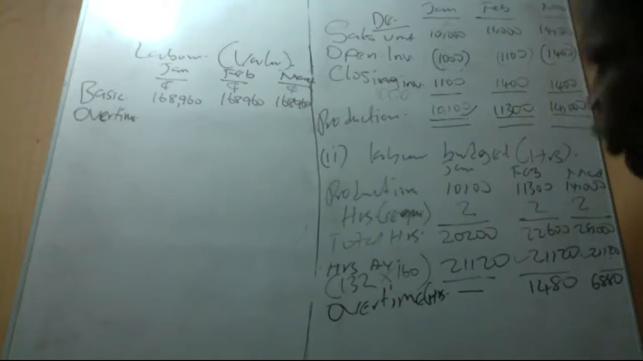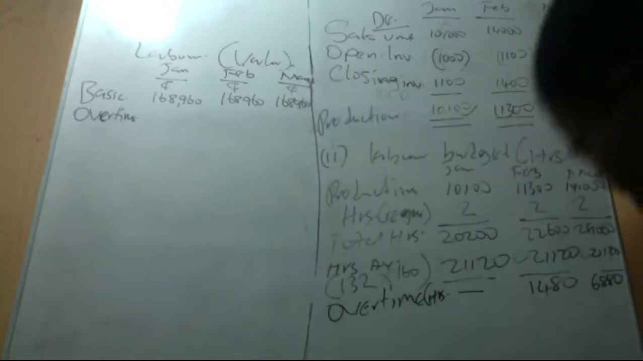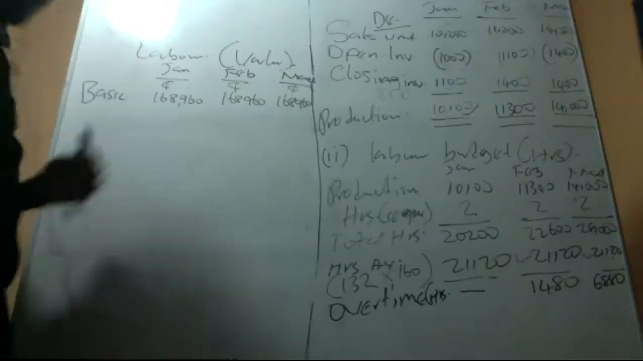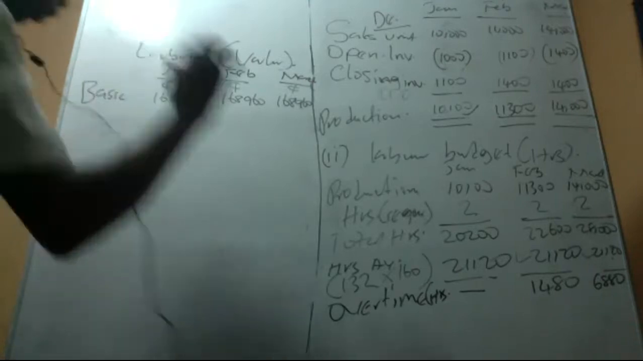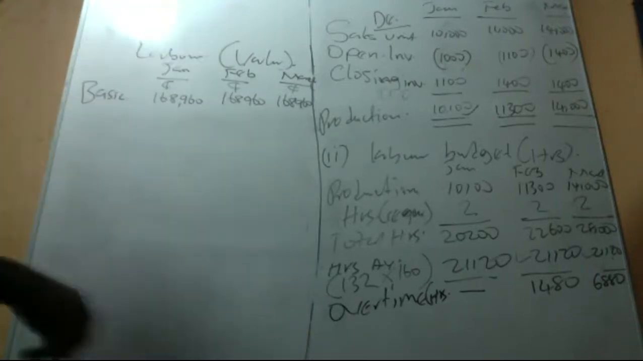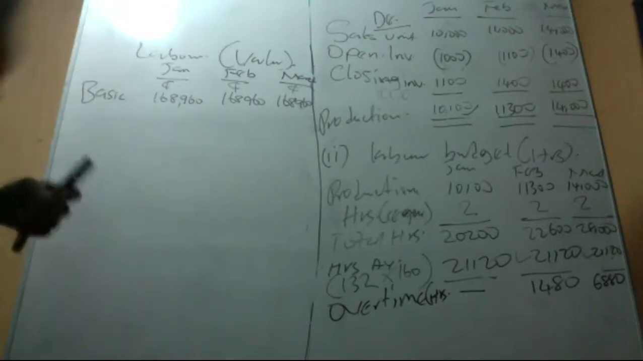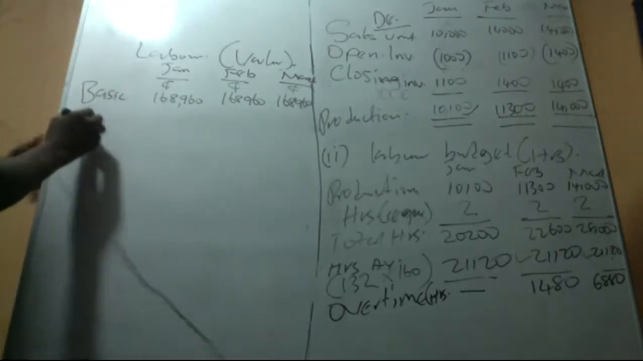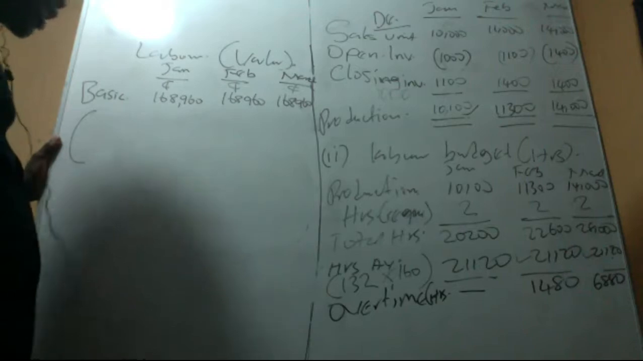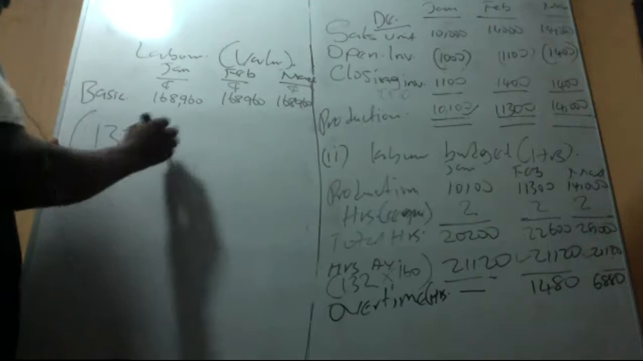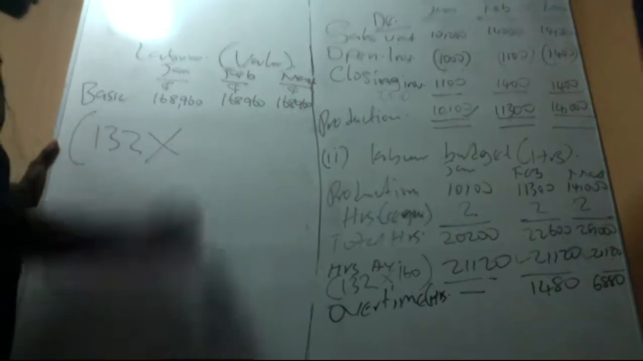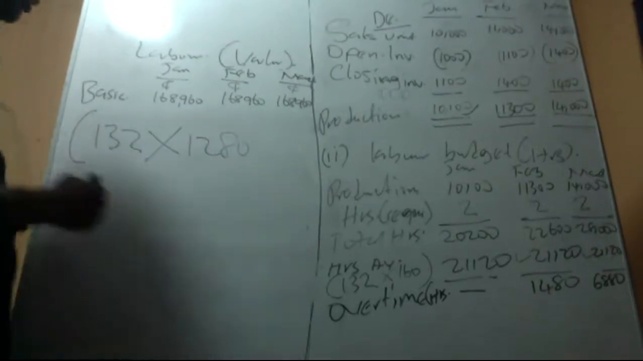Then we are done. Now, when we are going to calculate their pay, we will have a basic pay and we have the overtime pay before we can calculate their gross pay, and then the necessary deduction will come in. That's the payroll section. So the basic pay will be something like this. How many are there? There are 132 workers, right? And then each of them, how much are you going to give to them? You are giving them 1,280, right?